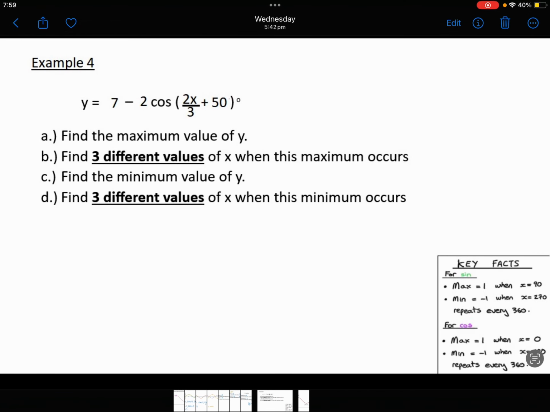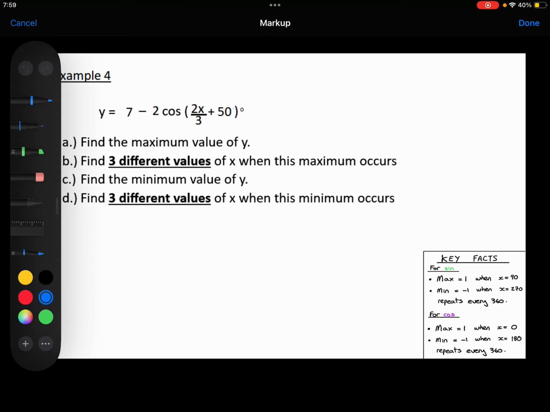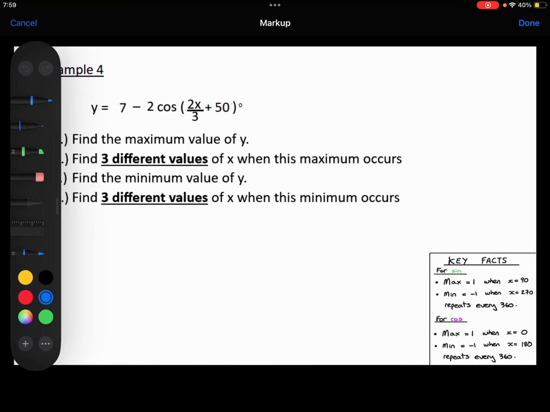Fourth and final example for this video, and we're going back to that graph we had right at the start of the video. And we want to work out what the coordinates of these turning points that I highlighted at the beginning of this video. So, notice again, we've got this negative in the front of the cos function, so that is going to flip things around. Right, the maximum value that y can possibly be. That's going to be 7 plus 2, which is 9.